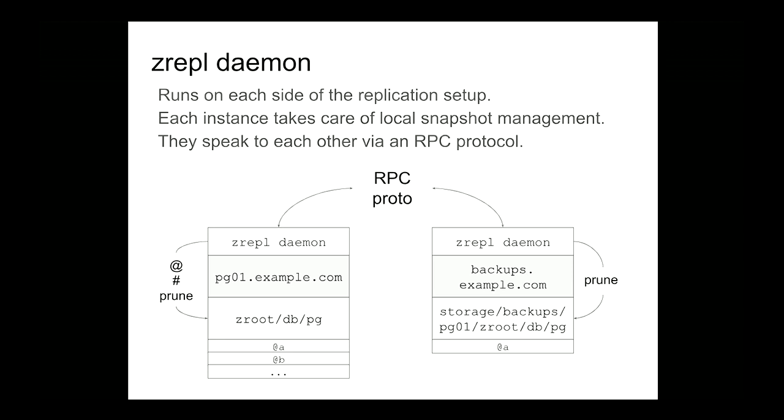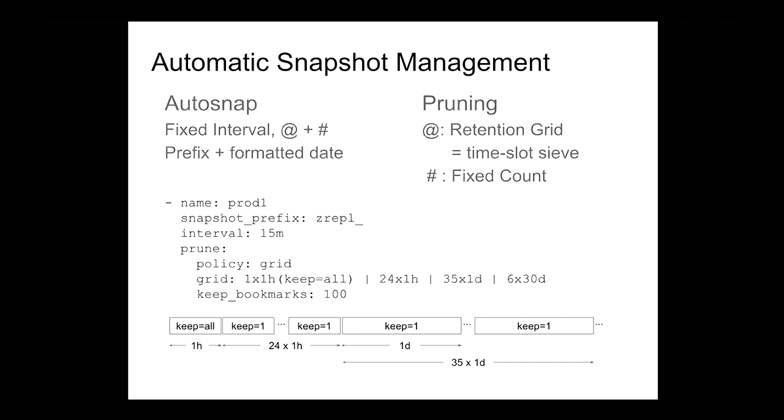but we actually have a protocol that is also extensible for future use. Now let's take a look at what the snapshot management looks like, because this is the first part that you need to take care of. zrepl has the feature for automatically creating snapshots in a fixed time interval, and it will not just create the snapshot, but also the bookmark. And the naming scheme for these is pretty straightforward.